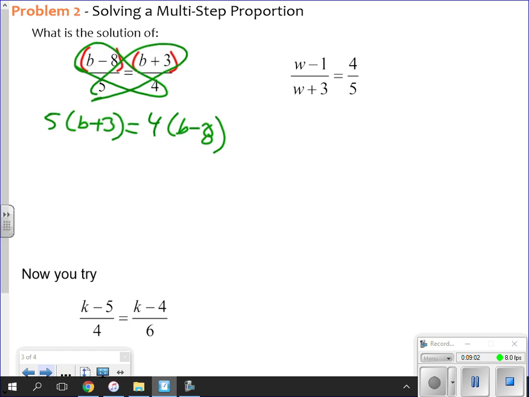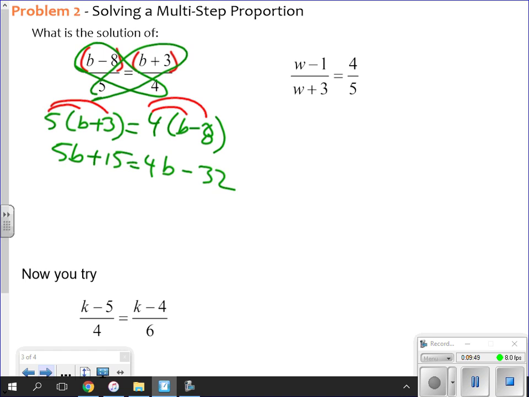What's my next step I want to do? Distribute. Next one I want to distribute. Get rid of the parentheses. 5 times b, 5 times 3. 5b plus 15. Guys, same thing on the next one. 4 times b, 4 times negative 8. 4b minus 32. Be careful because this is one of the more common mistakes on your guys' skills test, and when you're working these problems, it has to be times both of those in there.